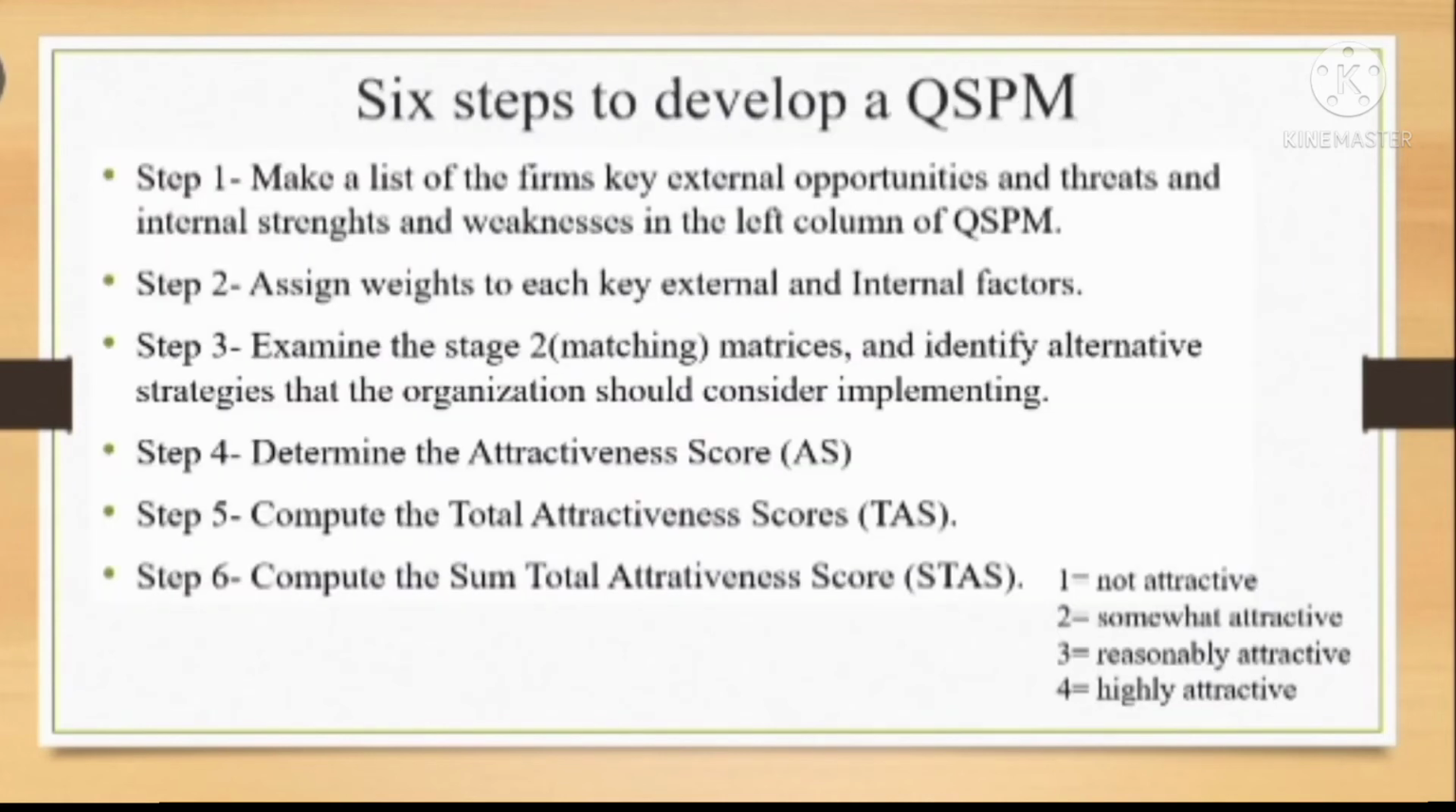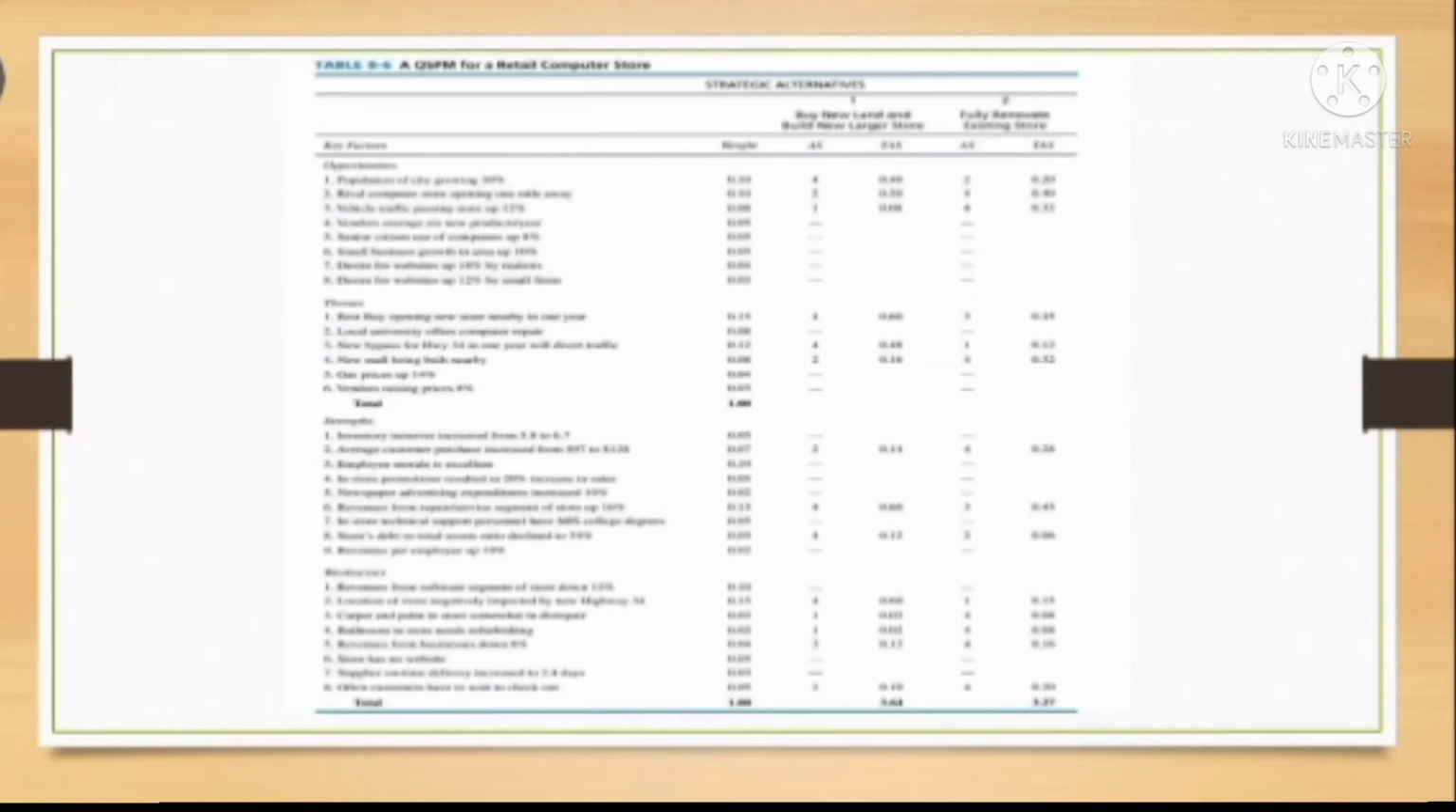What does a QSPM look like? This QSPM compares two alternatives. One set of strategies may include diversification, whereas another set may include issuing stock and selling a division to raise needed capital. Then ito ating example ay a QSPM for a retail computer store. So all the components of the QSPM ay strategic alternatives, key factors, weights, attractiveness score or AS, total attractiveness scores or the TAS, and the sum total attractiveness score.